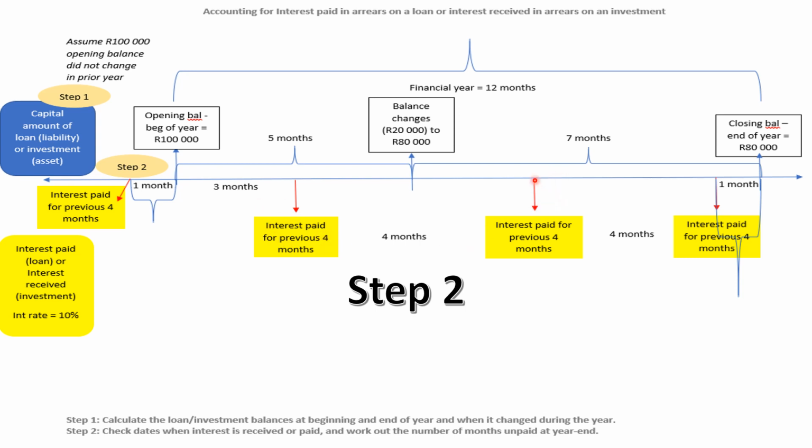And then again, this interest I receive would be for that 4 months. The interest I receive here would be for the previous 4 months, which means when I get to the end of the year, there's 1 month of interest here that hasn't yet been received that I need to account for at the end of the year. So what we are doing here is we're working out the dates when interest is received or paid to work out the number of months unpaid at year end. So it's 1 month and 1 month. So that's the purpose of what we're doing there.